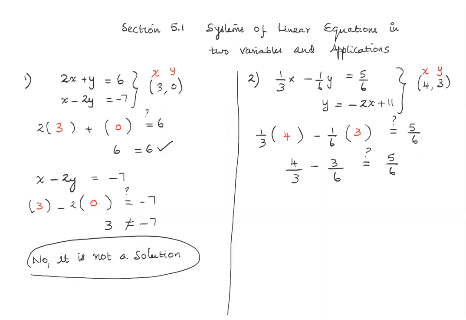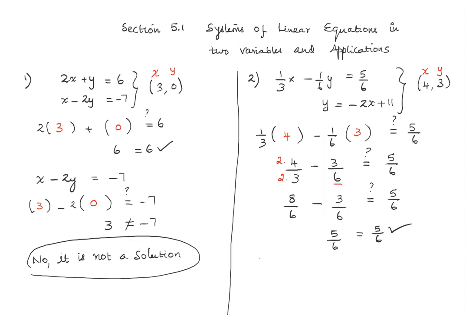Since the denominator on this side is 6, the least common denominator, I'm going to multiply both numerator and denominator by 2 to make it equal. So we get 8/6 minus 3/6. Is it equal to 5/6? Since we have the same denominator, we can subtract the numerators. So we are getting 5/6 equals 5/6.